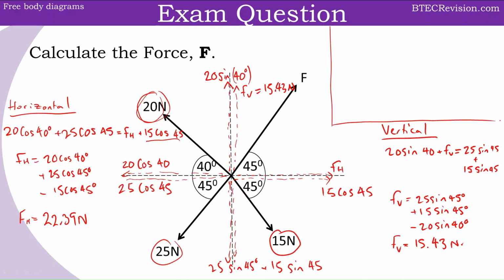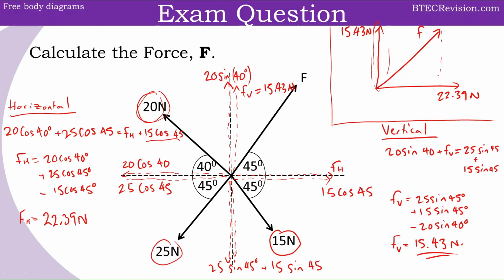So finally, let's simplify this into the force F, and resolving the components, we have the vertical, which we have to be 15.43 newtons, and we have the horizontal component, which is 22.39 newtons. So we have to resolve and solve for F. So let's have a think. What would we have to do here? If we take this force arrow, move it towards the right, you can see we have a triangle, 90 degrees.